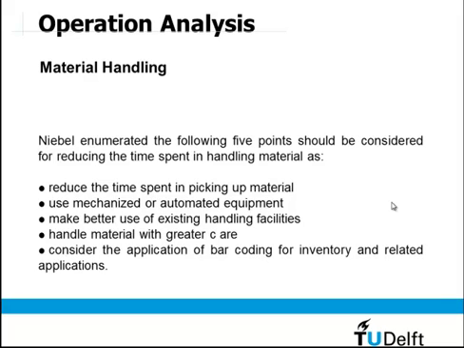And the second, use mechanized or automated equipment. This should be there in the location of the material handling. Make better use of existing handling facilities. That means if there are facilities, we have to use these facilities in a better way. Handle material with greater and consider the application of bar coding for inventory and related applications.